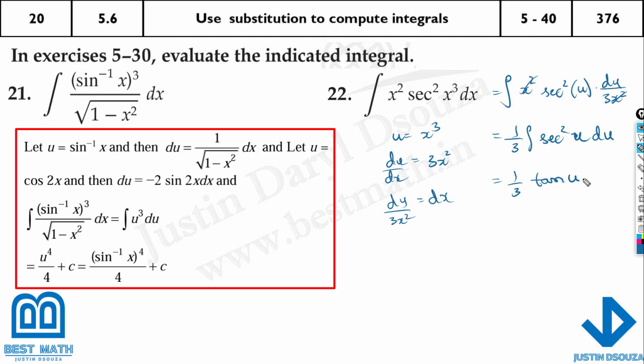But here it is u, so I'll write tan u plus c. What was u assumed to be? It was assumed to be x cubed. So I'll put it back over here, x cubed plus c. And here we go. That is the answer. So 1/3 tan x cubed plus c.